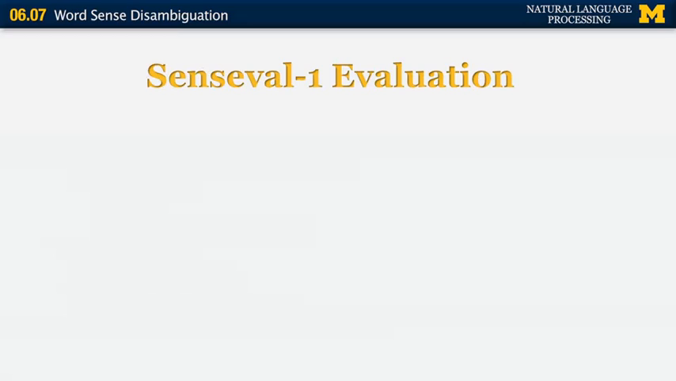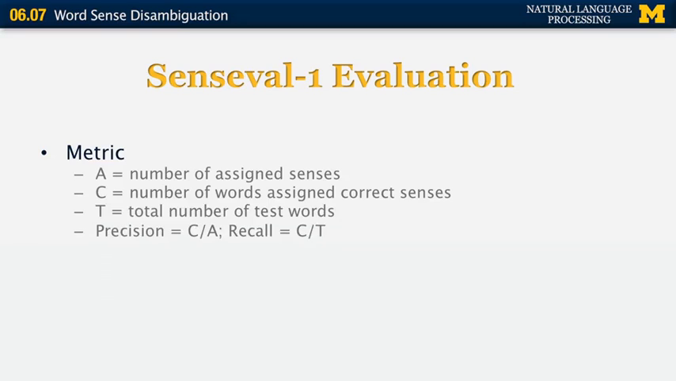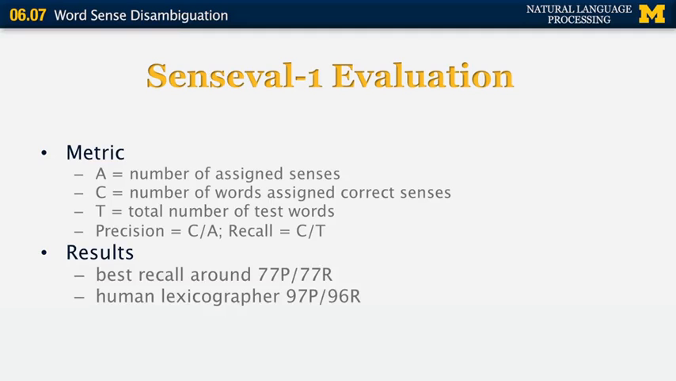So some brief results from one of the earlier SenseEval evaluations. The metric that is used in word sense disambiguation is based on the following quantities. A is the number of assigned senses. C is the number of words that are assigned correct senses. T is the total number of test words in the evaluation. And then precision is C divided by A, and recall is C divided by T. So just our basic precision and recall evaluation metrics. And to give an idea of the results, the best performance in SenseEval 1 was around 77% precision and 77% recall, whereas the best that human lexicographers could get was in the high 90s.